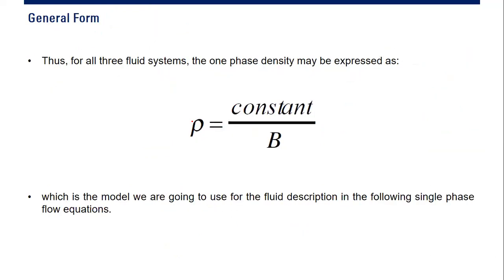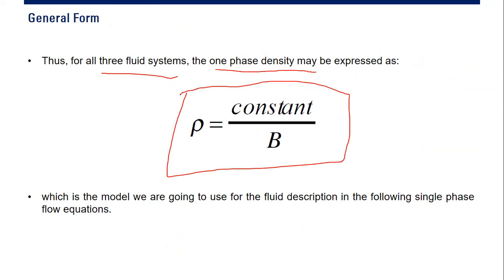General form. Therefore, for all three fluid systems, water, gas, and oil, the one phase density may be expressed like this. The density is a constant divided by the formation volume factor. This is for gas, for water, and for oil, for a one phase system.